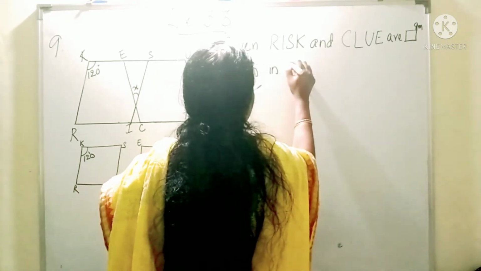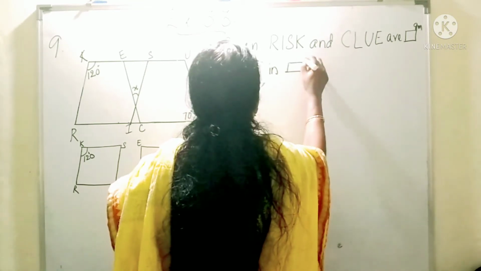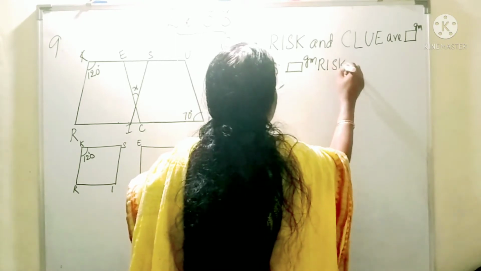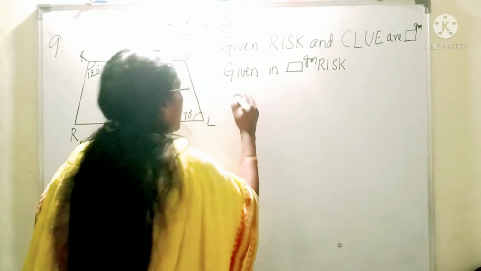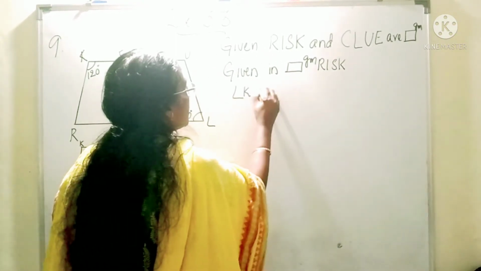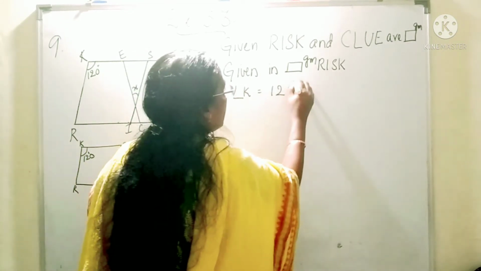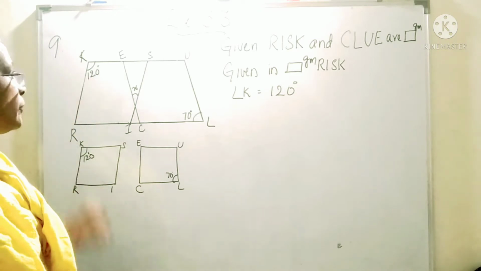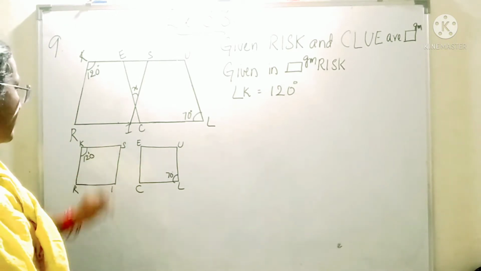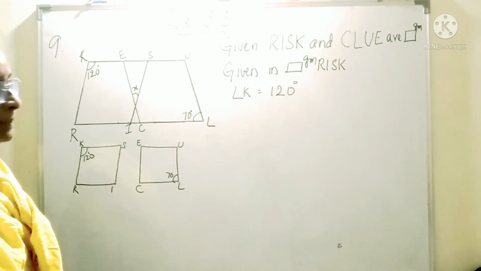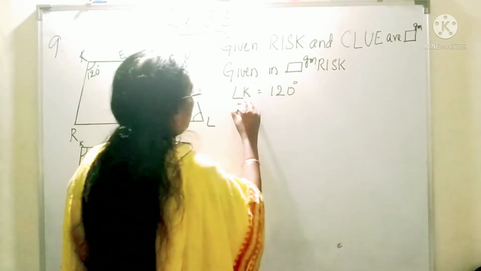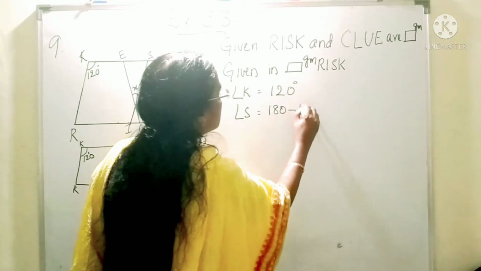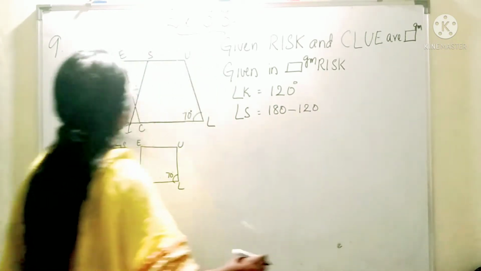In parallelogram RISK, what is given? Angle K is equal to 120 degrees. What is given here? Angle K is equal to 120 degrees. How will you find angle S? Angle S is equal to 180 minus 120. What is the reason?